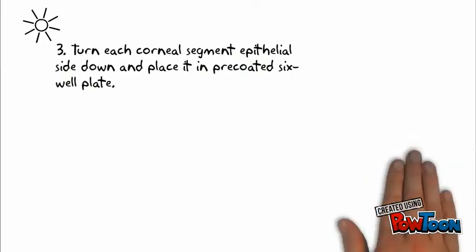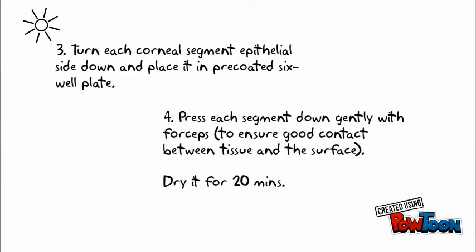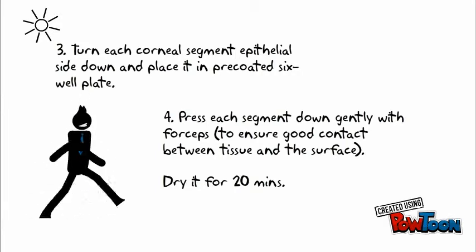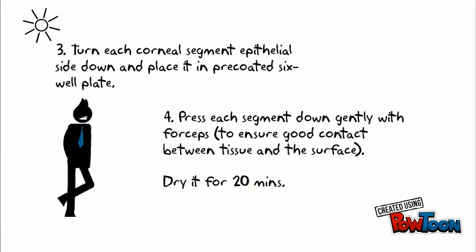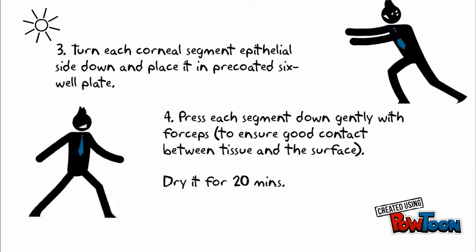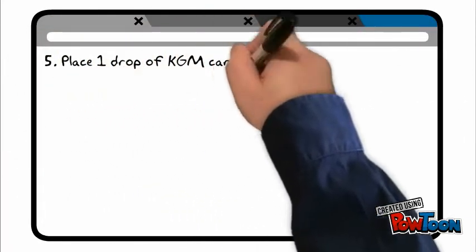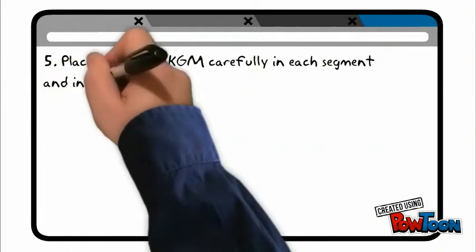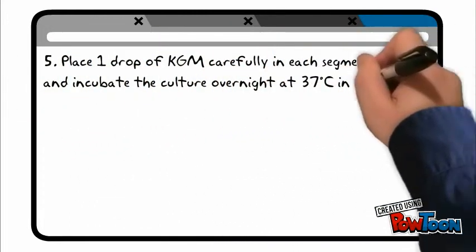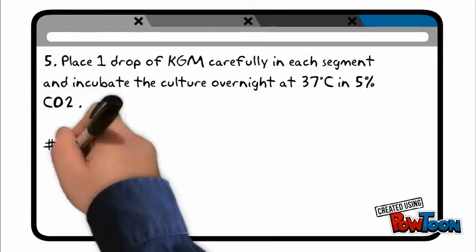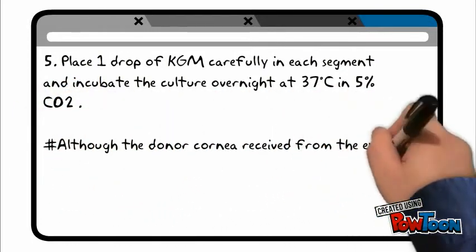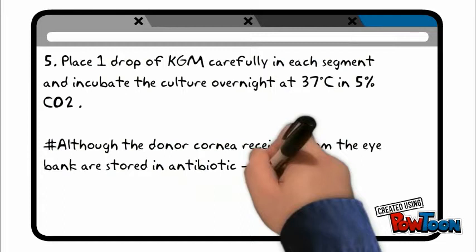Then, turn each cornea segment epithelial side down and place it in a pre-coated 6-well plate. Press each segment down gently with forceps to ensure good contact between the tissue and the surface. Then, carefully place 1 drop of keratinocyte growth medium on each segment and incubate the culture overnight at 37 degrees Celsius in 5% carbon dioxide.